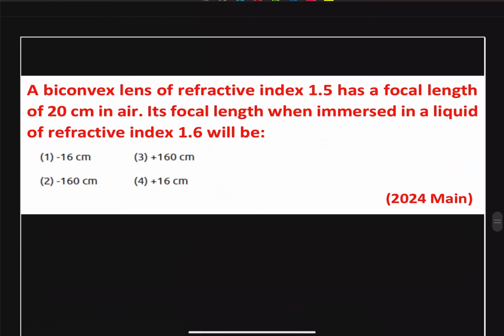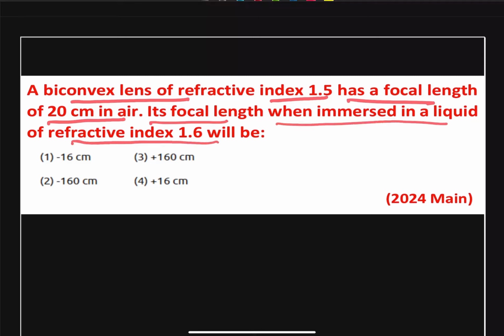and it states that a biconvex lens of refractive index 1.5 has a focal length of 20 cm in air. Its focal length when immersed in a liquid of refractive index 1.6 will be. In this case, we are given a lens of refractive index 1.5. Air we know has refractive index 1, and the liquid is given as 1.6. So here we are going to use the lens maker formula.